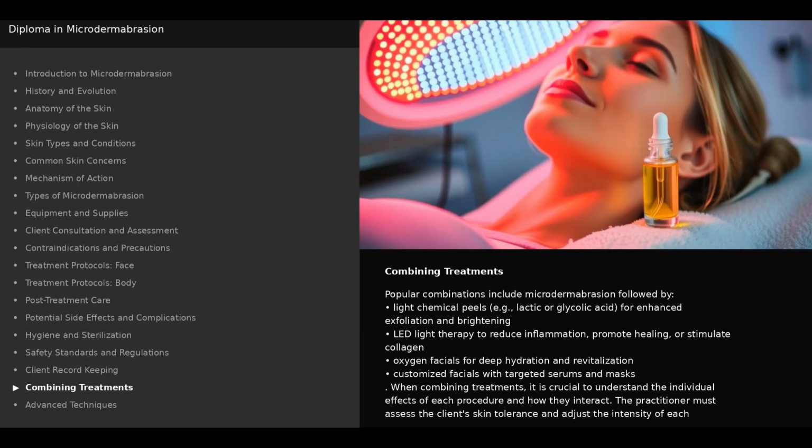When combining treatments, it is crucial to understand the individual effects of each procedure and how they interact. The practitioner must assess the client's skin tolerance and adjust the intensity of each component accordingly. Proper timing and sequencing of combined treatments are key to achieving optimal and safe outcomes, ensuring the skin remains healthy and responsive.